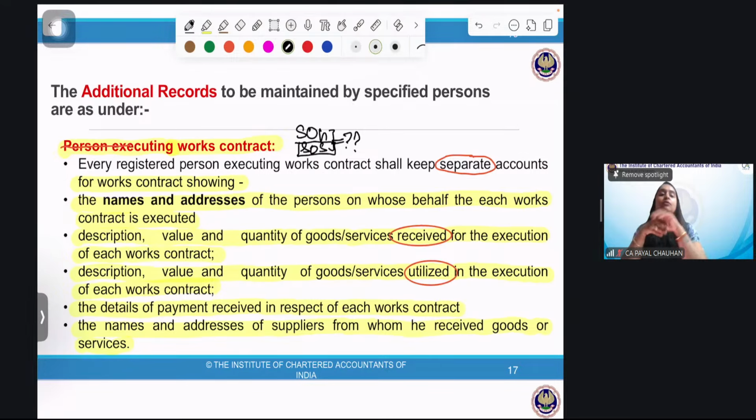Now, the thing is, what do we mean by job work? At the same time, there are two words now, work contract and job work. What do we mean by job work? Job work is not a supply. Okay.